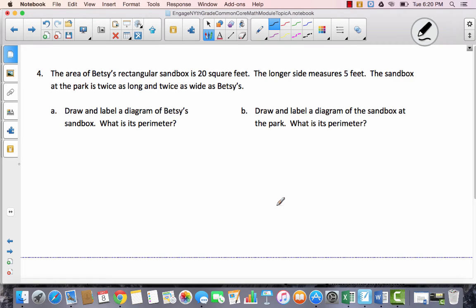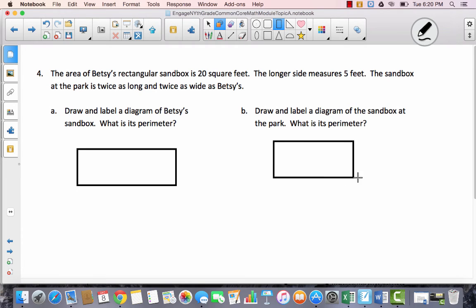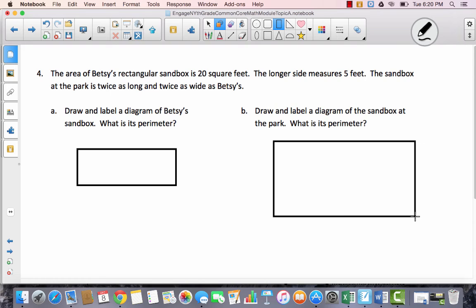The area of Betsy's rectangular sandbox is 20 square feet. All right, so let's go ahead and draw that. I'm going to draw 2 rectangles here because I'm pretty sure it's going to ask me to. This one says it's twice as long and twice as wide, so I'm going to make this one bigger. It says that her rectangular sandbox has an area of 20 square feet. So I'm going to label that. Then it says the longer side measures 5 feet. The sandbox at the park is twice as long and twice as wide as Betsy's. Draw and label a diagram of Betsy's sandbox.